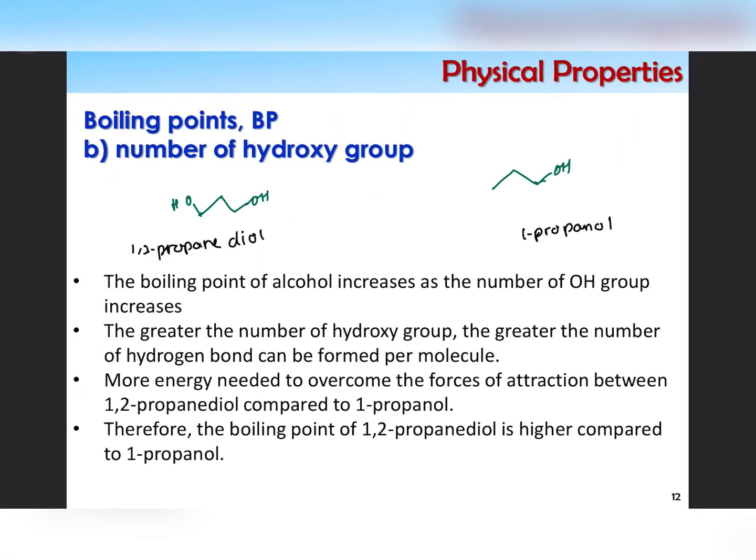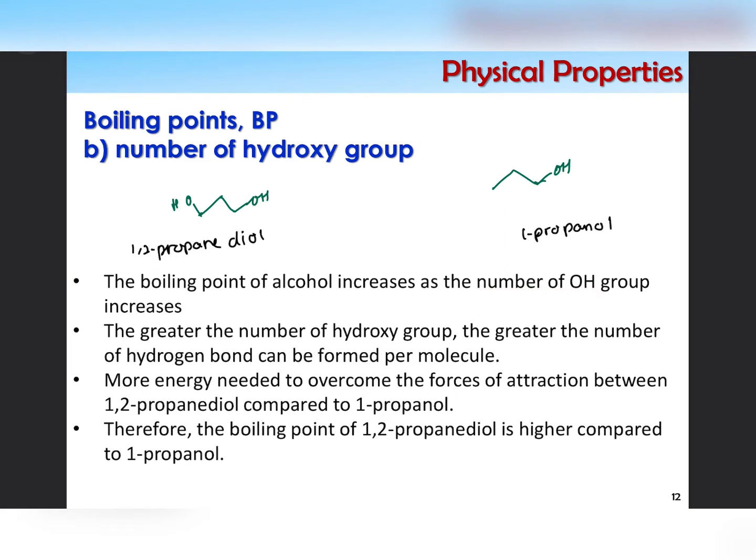Bilangan number of hydroxy group. Okay, so 1 propanol, you have example here, 1 propanol. Lagi satu example adalah 1,2 propane diol. Okay, so 1 propanol ada 1 OH group. Propane diol, diol means ada 2 OH attached. Okay, so the boiling point of this alcohol will increase as you have greater number of OH group.